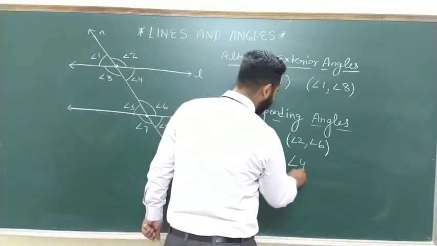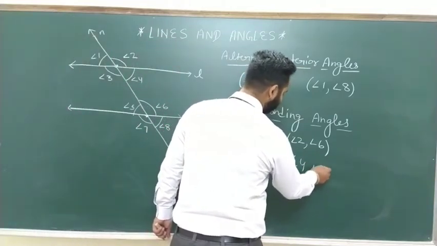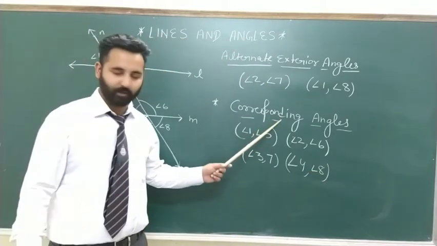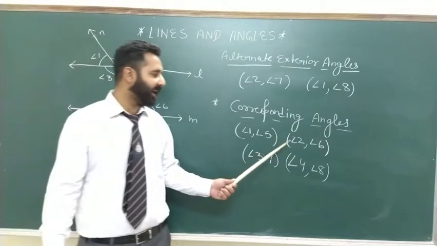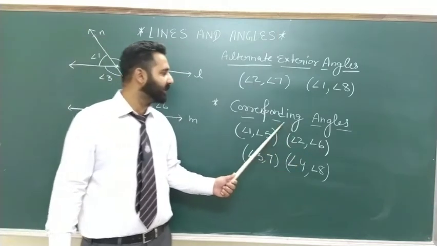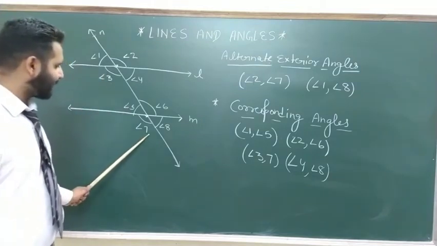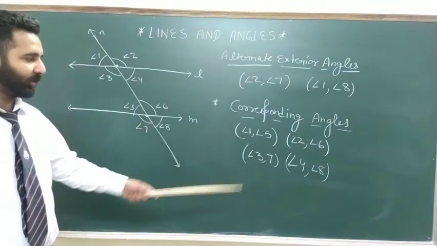So we can say angle 1 is equal to angle 5, and the reason we can give is corresponding angles. Same way angle 2 is equal to angle 6, reason corresponding angles. Angle 3 is equal to angle 7, same again, corresponding angles.